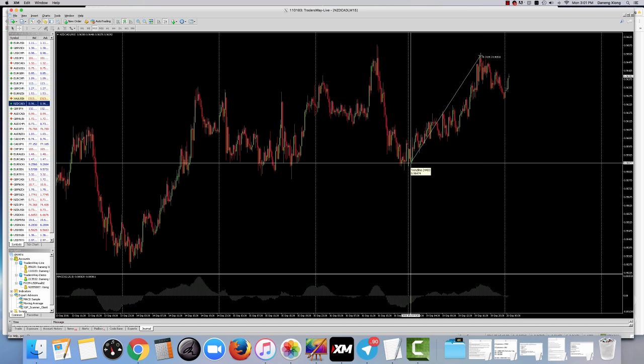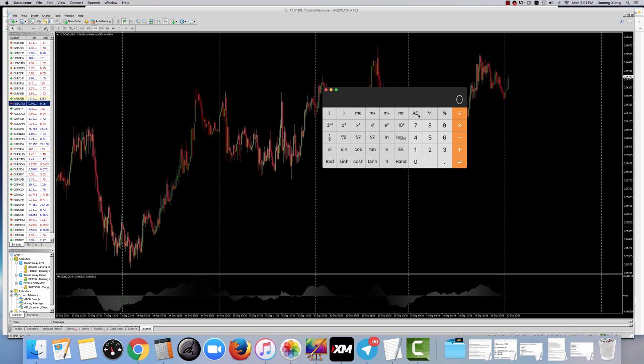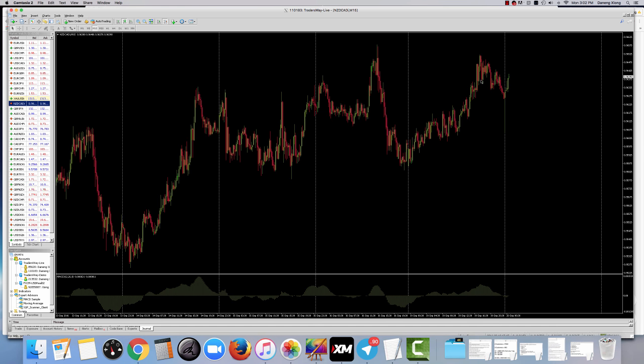Went all the way up here. So you're looking at a 64 pip move, okay? So with a 64 pip move, you take out your calculator, and it has to move down at least 15% of that 64 pips. So I'm going to do 64 times 15%. It has to move 9 pips down, okay?